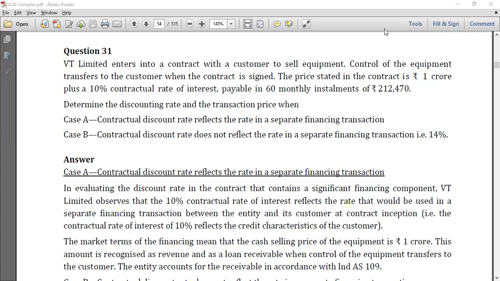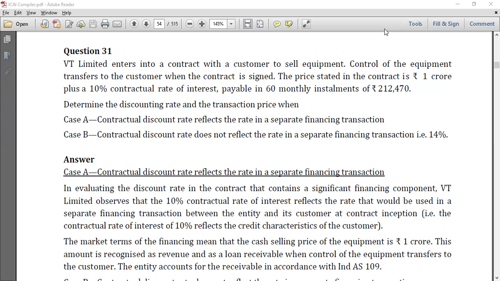Here VT Limited observes that the 10% contract rate of interest reflects the rate that would be used in a separate financing agreement between the entity and its customer. From the very beginning, this 10% is there. It reflects the credit characteristics of the customer and the market terms of the financing. So the cash selling price, that is 1 crore, is the amount recognized as the revenue and the loan receivable when control of the equipment is transferred to the customer.